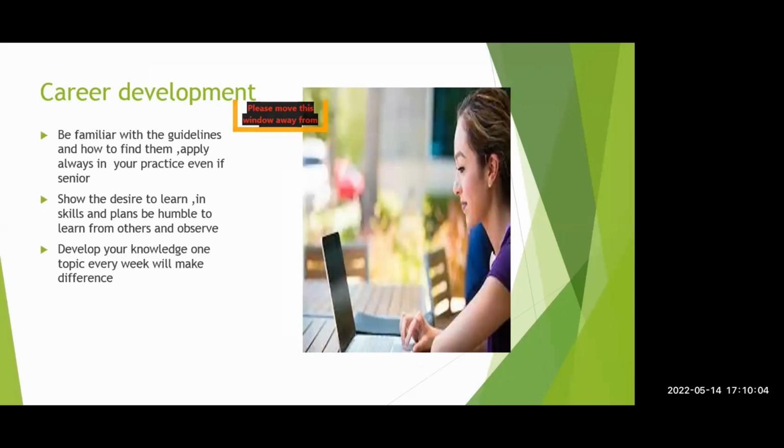Be familiar with the guidelines and how to find them. Apply them always in your practice, even if you are a senior, most genius consultant, like Dr. Hani, our boss today. I'm very sure that he goes back to the guidelines, that he always checks the latest guidelines in treating his patients. Don't think this will underestimate you or make people think differently about you. Relying on the guidelines makes you a better doctor and gives better care for your patient.